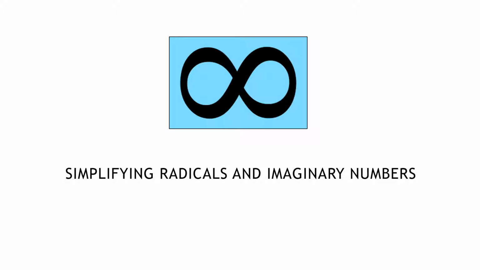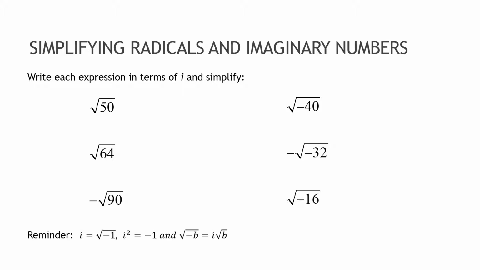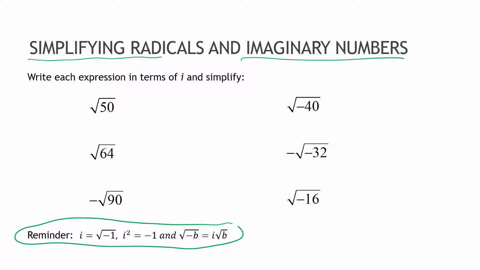Let's shift gears a little bit and talk about simplifying radicals and what to do when those radicals are actually imaginary numbers. So what we want to do is, again, practice two things. First of all, how do we simplify a radical? And then what do we do when it's an imaginary number? And notice I've given you some reminders down here at the bottom for imaginary numbers. We're going to write each expression in terms of i, simplify as much as we can.